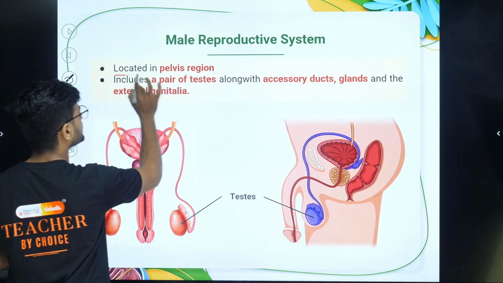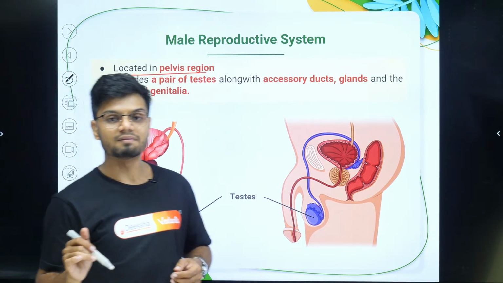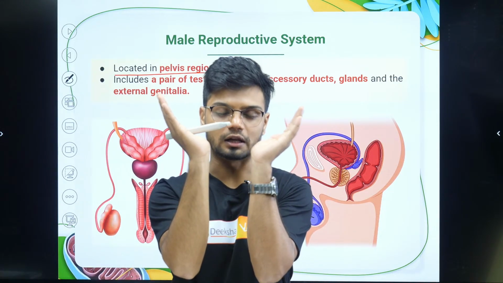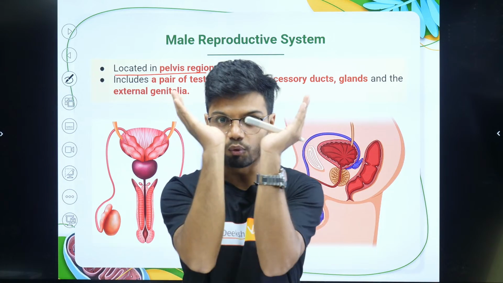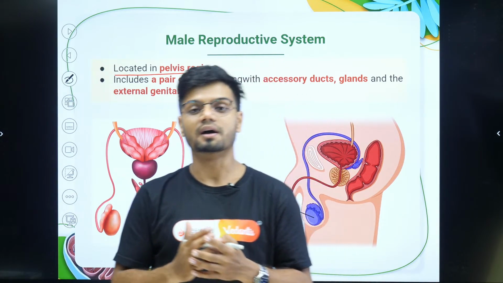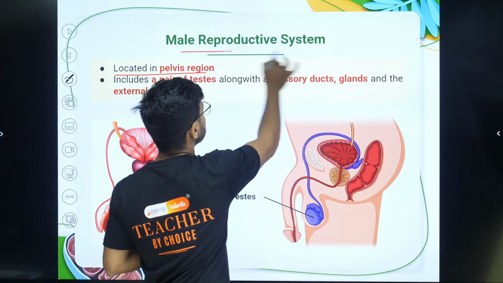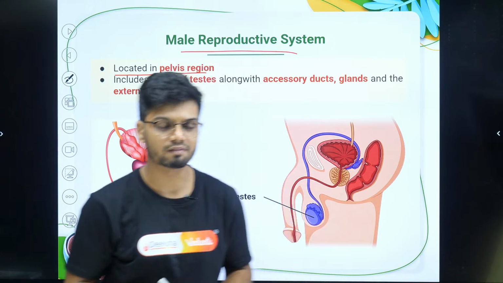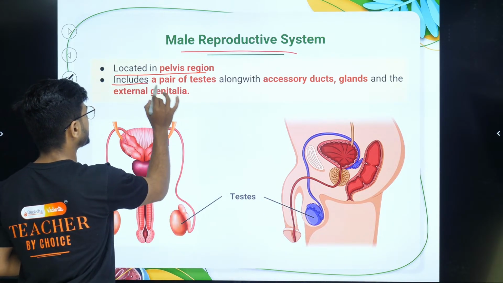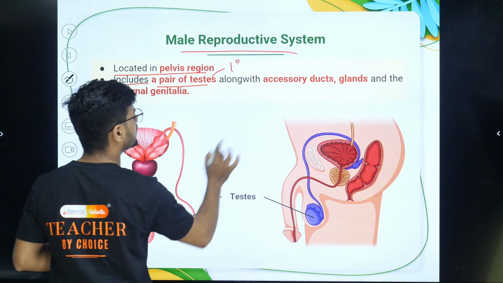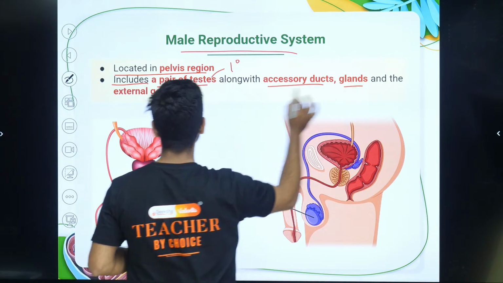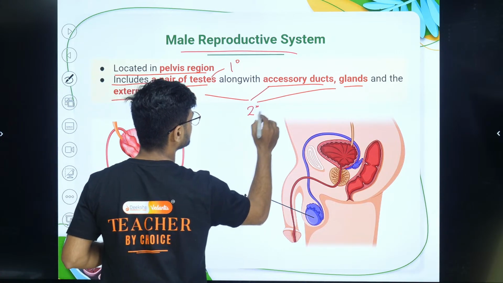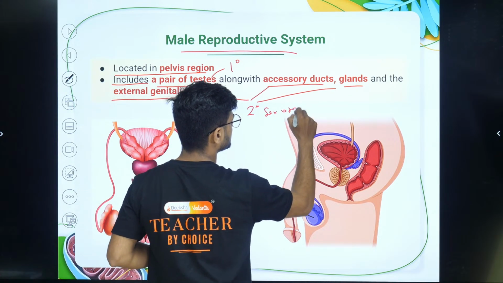They are located in the pelvic region. In the pelvic region we have the pelvic bones, the lower abdominal pelvic bones. The reproductive structure is present between the two pelvic bones. It includes a pair of testes, that is your primary sex organ, along with accessory ducts, glands and external genitalia. All the three are your secondary sex organs.